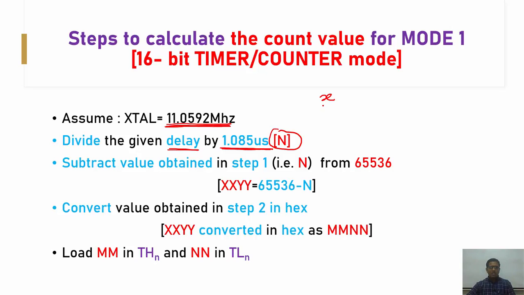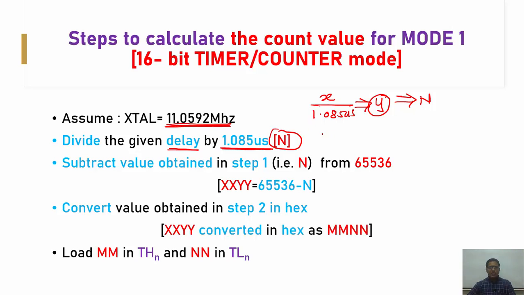Suppose I am going to deal with x amount of delay, so x divided by 1.085 microsecond, and suppose the result I am getting is y. This y is what I am going to term as n. So this is my step number 1.